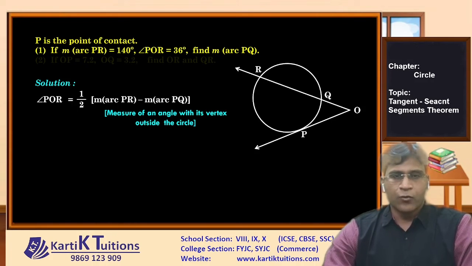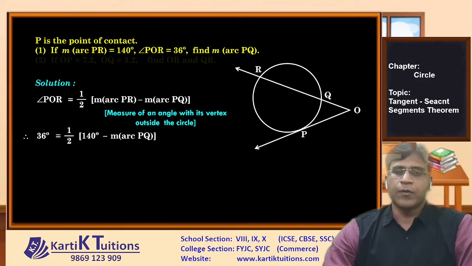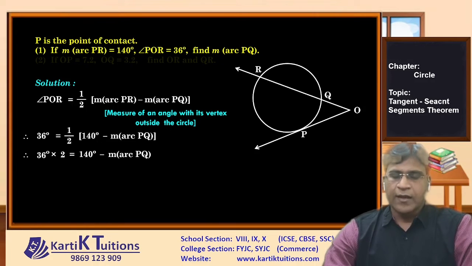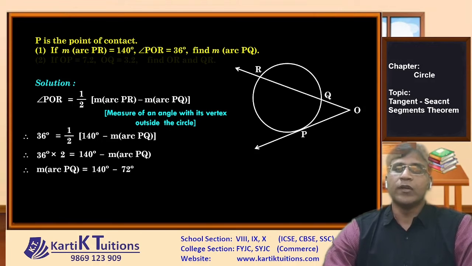Now let's substitute the value. It is 36 is equal to half into 140 minus measure of arc PQ. Now 2 will go on the other side of the equal sign. It will become 36 into 2, that is 72 degrees, is equal to 140 minus measure of arc PQ. Now, since measure of arc PQ is negative on the right hand side, I'll shift it to the left hand side, it will become positive. So measure of arc PQ is equal to 140 degrees minus 72 degrees. See, 36 twos are 72. We are shifting 72 to the other side, so plus will become minus. So measure of arc PQ is equal to 68 degrees.